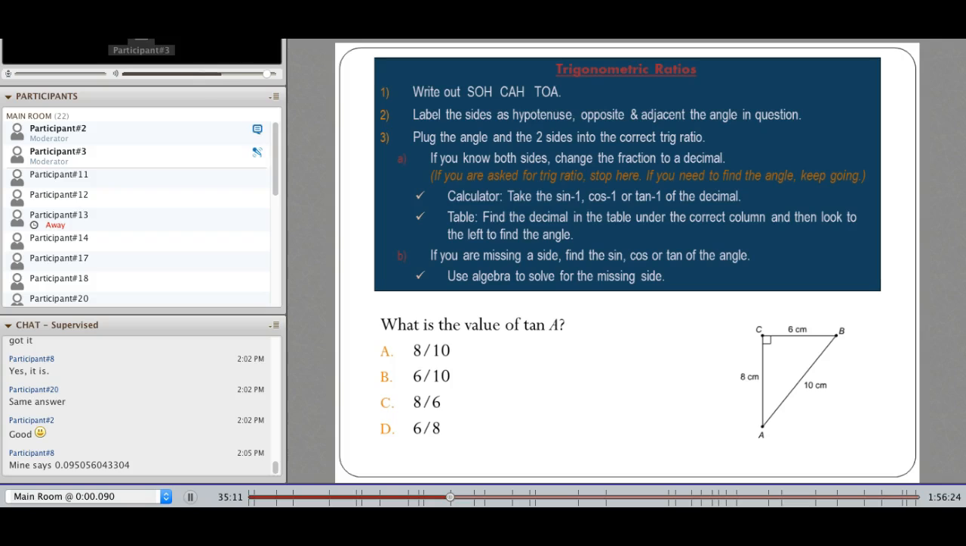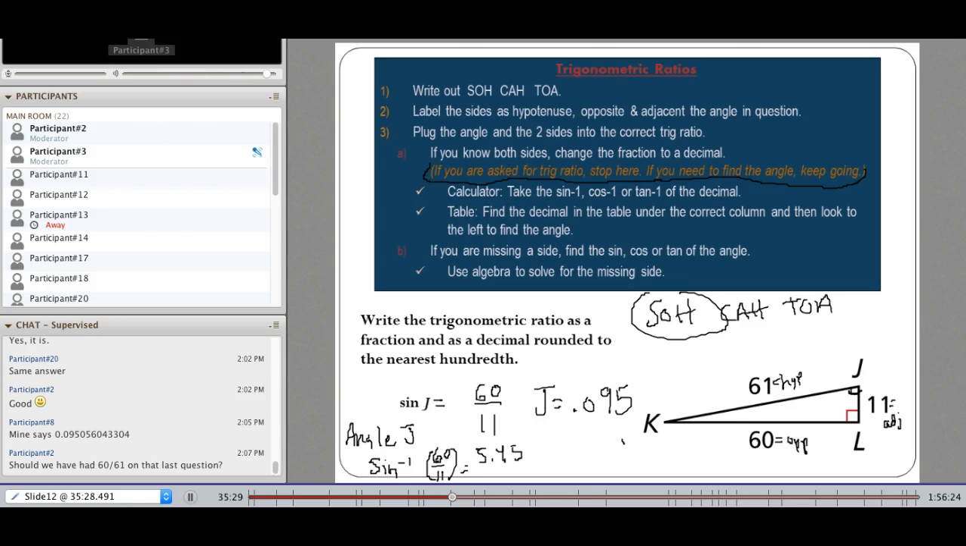Okay, let's look at this one. What is the value of the tangent of A? Again, they want the trig ratio. So we're going to write out SOHCAHTOA. You guys can choose A, B, C, or D. I'm thinking it probably was 60/61.